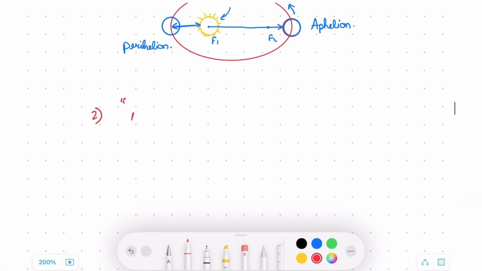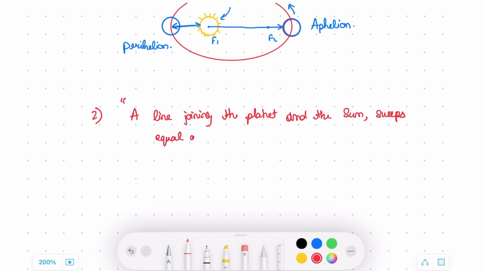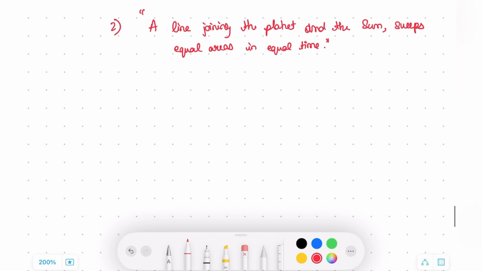The second law of Kepler states that a line joining the planet and the sun sweeps, what? Does anyone recall? Equal areas in equal time. Okay? So Kepler's second law says that if there is a line joining the planet and the sun, it sweeps equal areas in equal times.